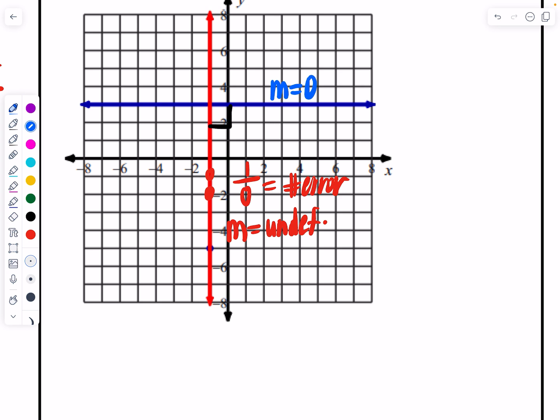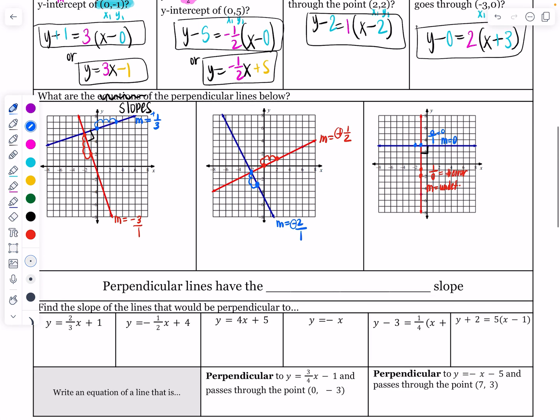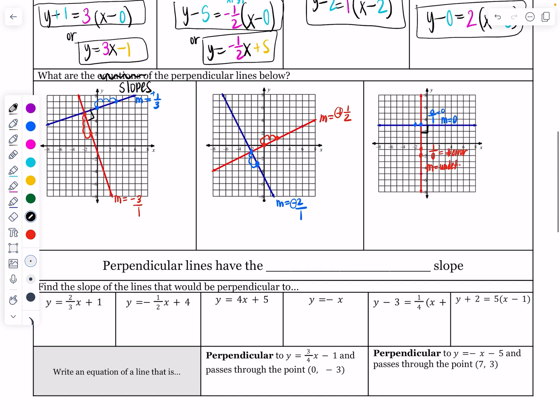Let's look at that real quick. This had a rise of 0 and a run of 1. So 0 over 1, that's okay to do. That gives you 0. Okay? And so what we're going to discover in class together is that perpendicular lines are going to have opposite reciprocal slopes. Here's what that means.